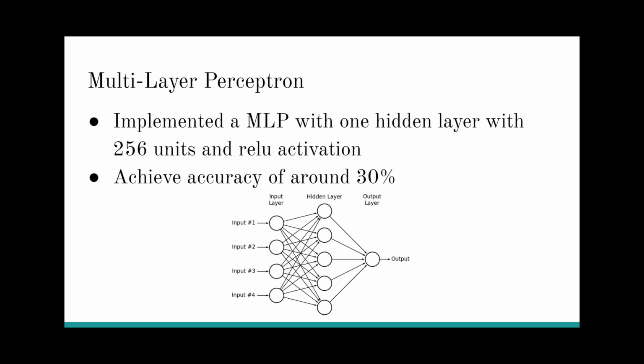Then, with this newly reduced data, we implemented a multi-layer perceptron. So this was only with one hidden layer and 256 units with ReLU activation. And this achieved an accuracy of around 30%. And we think that we can probably make this higher in the future with more hidden layers and maybe wider layers as well.